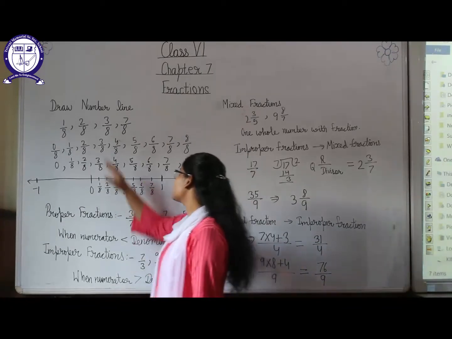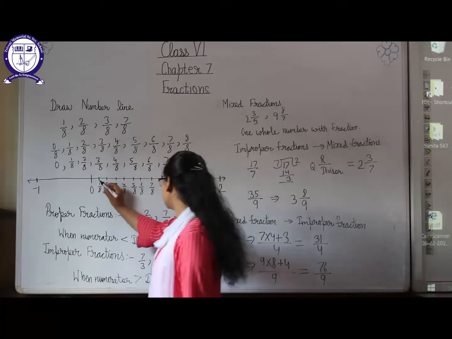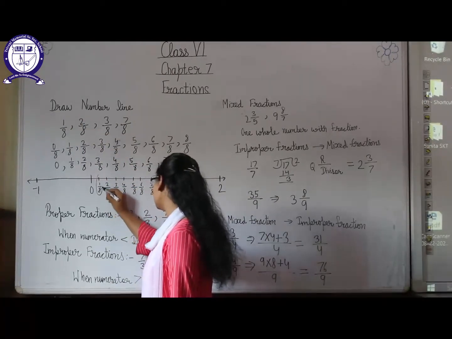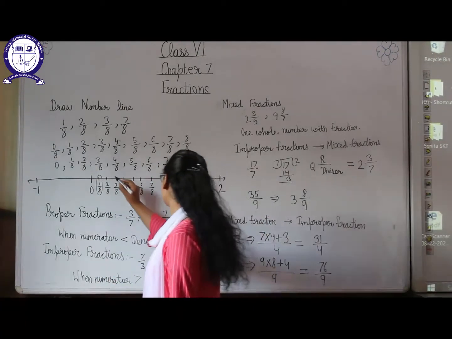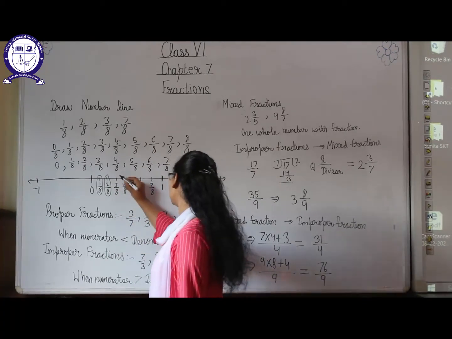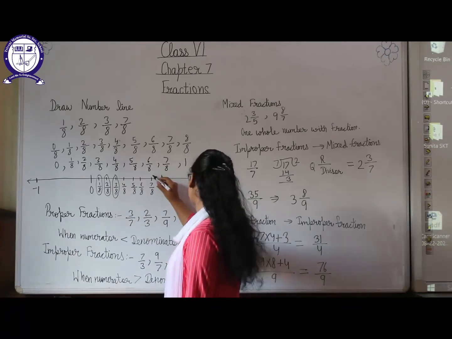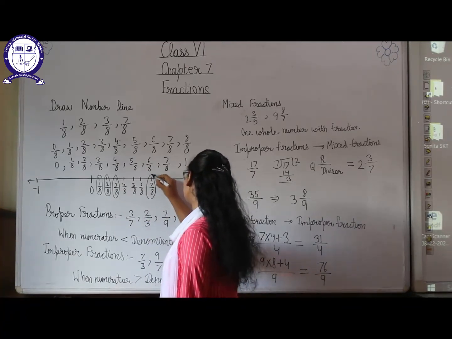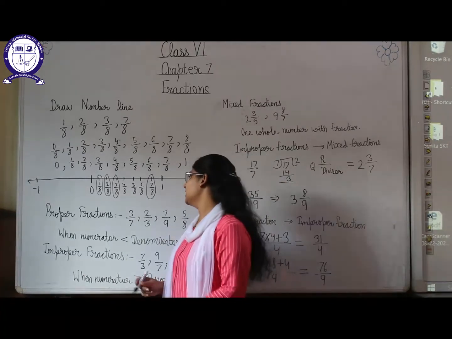Now what are the fractions we have to tell? We have to tell about 1 by 8. So this fraction is 1 by 8 here. Now next is 2 by 8. So 2 by 8 is this one. Now 3 by 8. 3 by 8 is this one. And then 7 by 8. So 7 by 8 is this one. Okay students, like this you can locate the fractions on the number line.